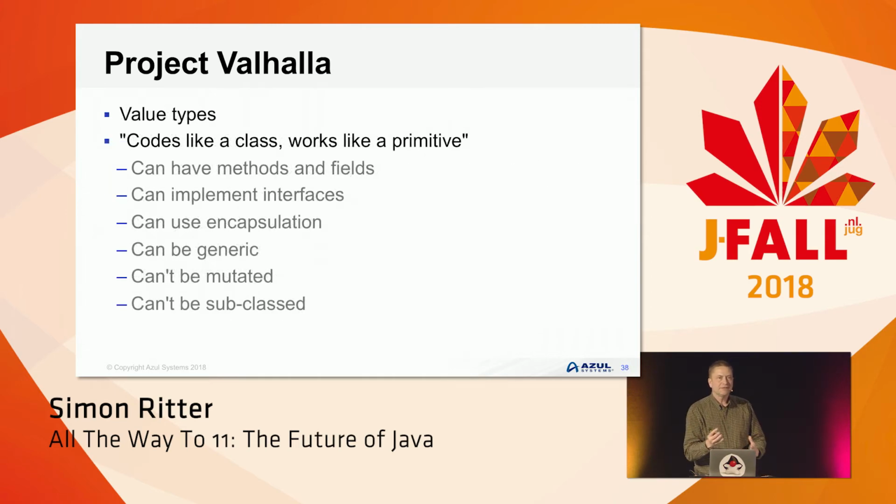The other thing is value types, which is where we're creating a truly final value. Because if you have a final value in your class at the moment, you might think it's final, but with reflection, you can actually change it. So with value types, by fixing the value and making sure it cannot possibly be changed, then we have something that codes like a class, but works like a primitive.